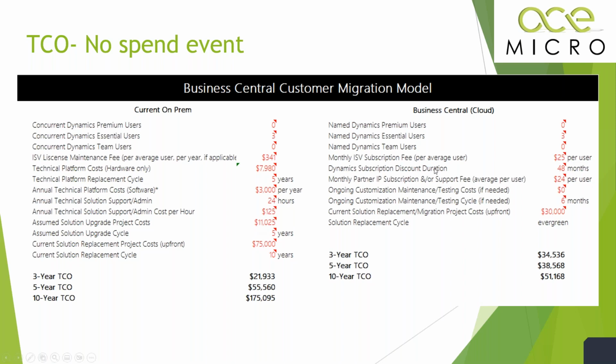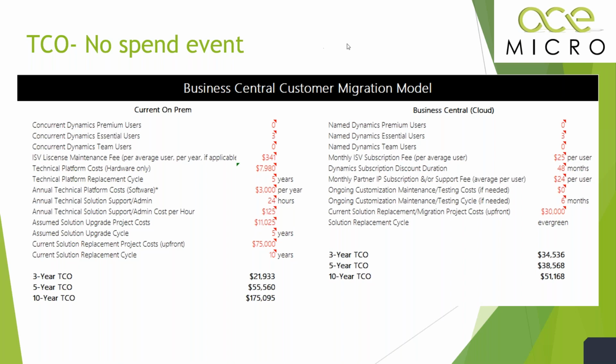We capture those costs, and then we capture some of these over here as well when it comes to Business Central. Again, we're replicating 3 users, ISV costs, some discounting on the subscriptions because Microsoft does have that promo, and then some other factors to come up with 3-year, 5-year, and 10-year TCOs. You can see this one is done with no spend event in the near future. There's not really any need for a hardware refresh. There's not a need for an upgrade. None of those things are contemplated in the near future.